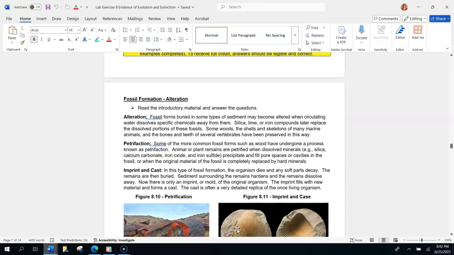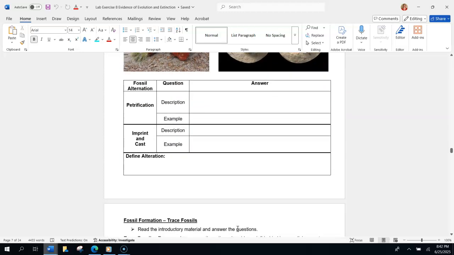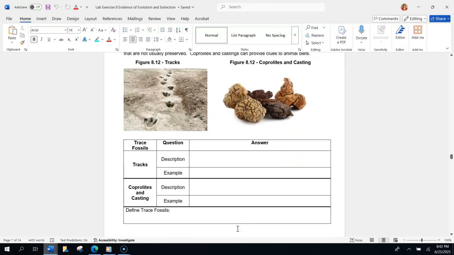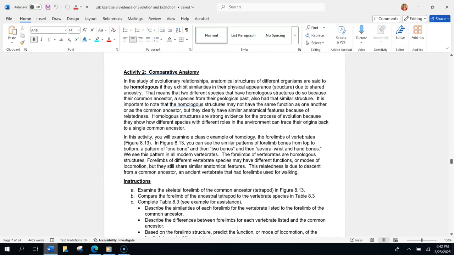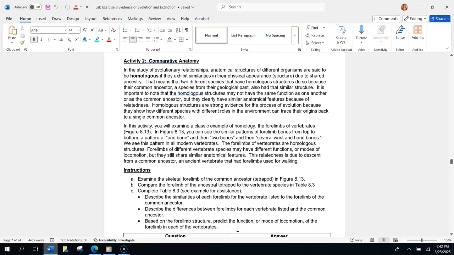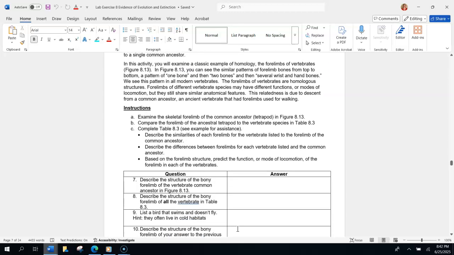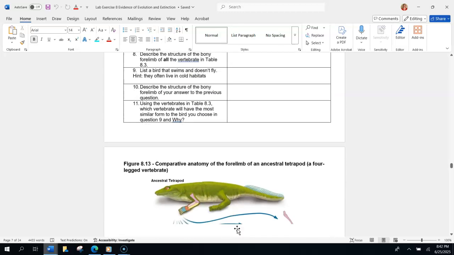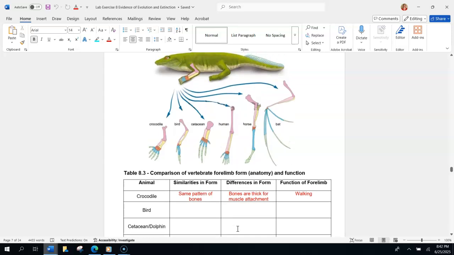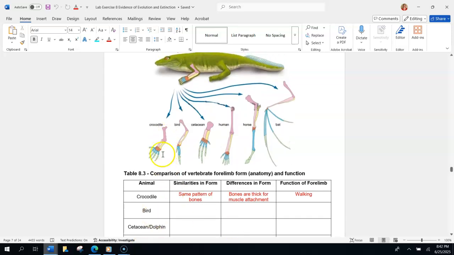Then as we scroll down, again, read all the information. And then we get to some more vocabulary words. Again, fill all these in. Different kinds of fossils, such as trace fossils. And now we're at activity 2, which is comparative anatomy. So we're looking to see how different organisms have similar bone structure for various functions. So again, I've done the first one for you, which is the crocodile. So here's our crocodile, so our first one, and follow the example to do the bird, dolphin, etc.